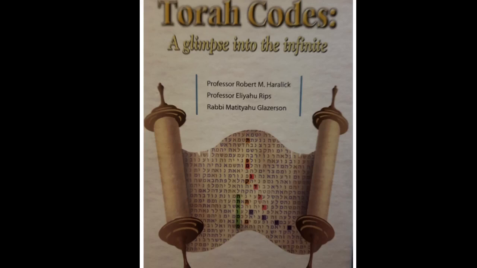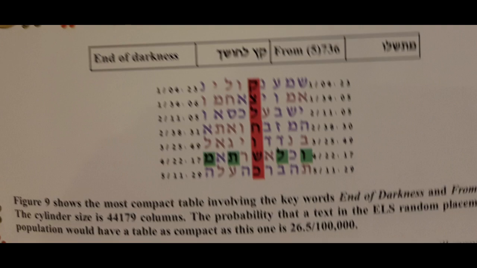What you are going to see here is a table from the book Torah Codes, A Glimpse into the Infinite, which was done by Professor Robert Haralick, of the City University in New York, Professor Eliyahu Rips from the Hebrew University in Jerusalem, and Rabbi Glazerson.